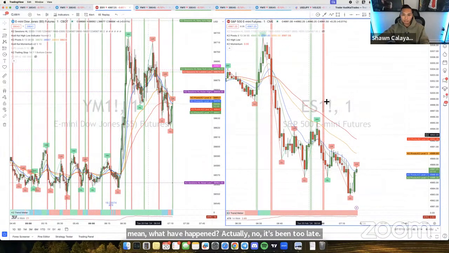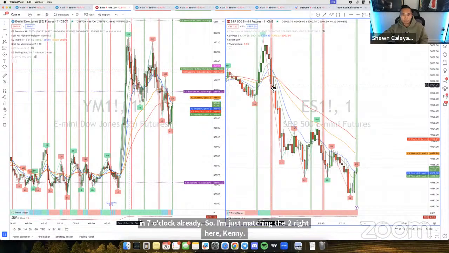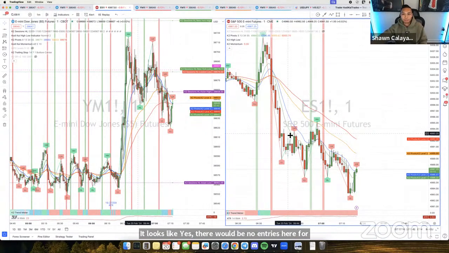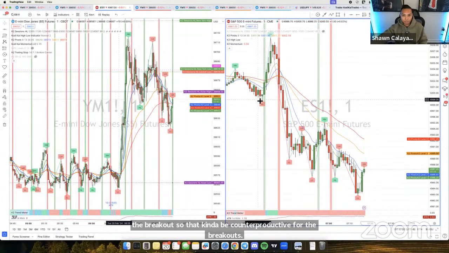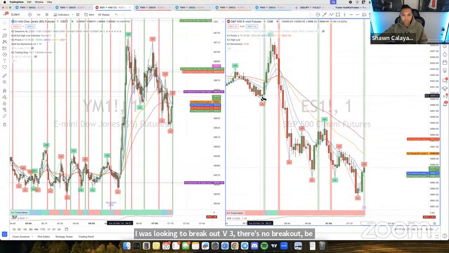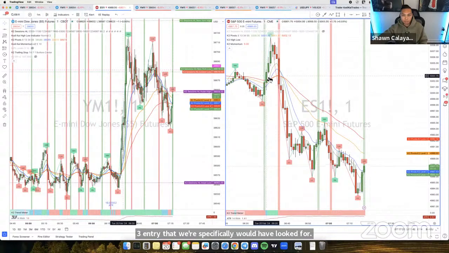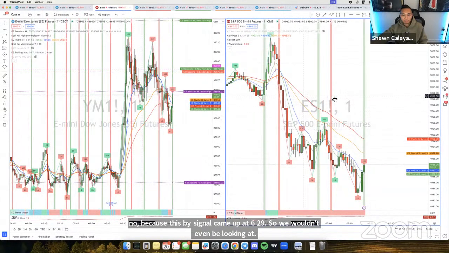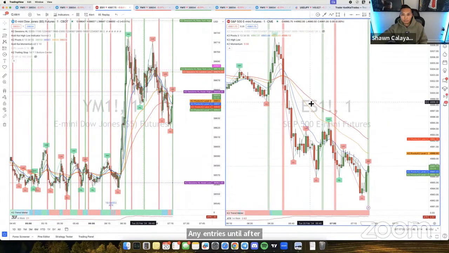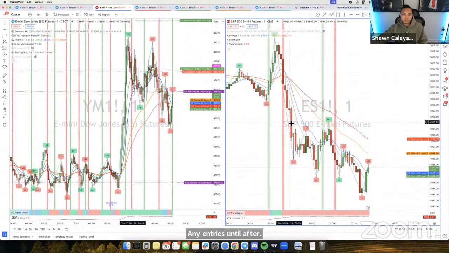It looks like for ES, there would be no entries here for the breakout. So that'd kind of be counterproductive for the breakouts. I was looking at the breakout V3. There's no breakout V3 entry that we specifically would have looked for. Or actually, no, because this buy signal came up at 6:29, so we wouldn't even be looking at any entries until after. So there's actually no entries here for ES, which should be counterproductive for our breakout entry.